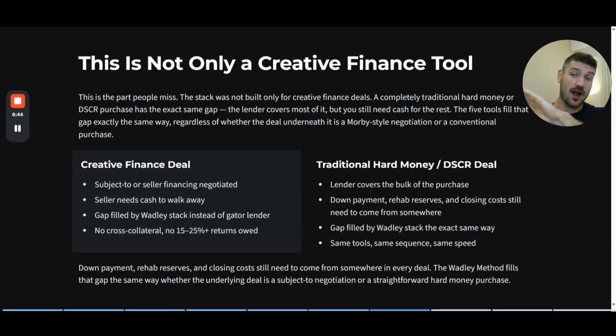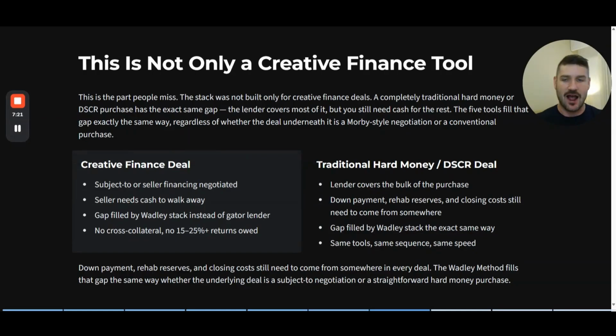So, for a creative finance deal, subject-to or seller finance negotiated, where the seller needs cash to walk away, the gap is filled by the Wadley stack instead of a gap lender. No cross-collateral, no 15 to 25% returns owed over 4 to 6 months. And then on a traditional hard money and DSCR deal, the lender covers the bulk of the purchase. Down payment, rehab reserves, and closing costs still need to come from somewhere. Gap filled by the Wadley stack, the exact same way, same tools, same sequence, same speed.